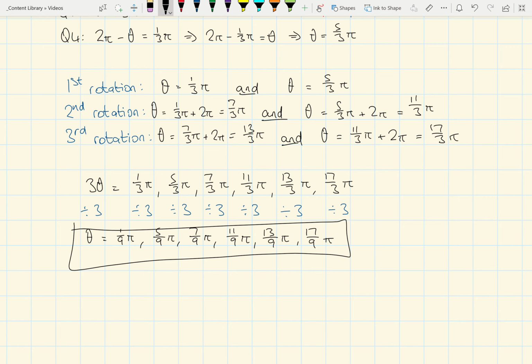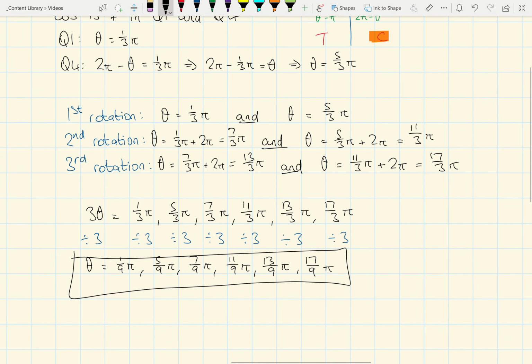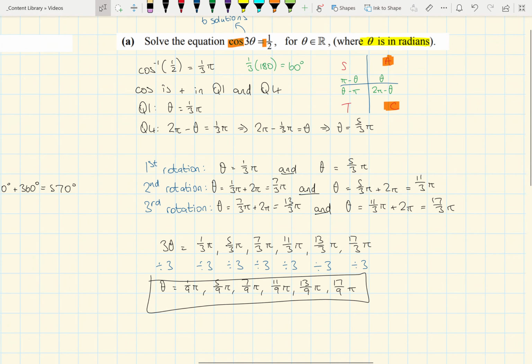Again, if you want to check, our ratio we were dealing with was cos. So cos of 3 times 1 over 9 pi into the calculator will give you back a half, and so on. You can check for all 6, you'll get the same answer. And that's us done for all 3 examples.